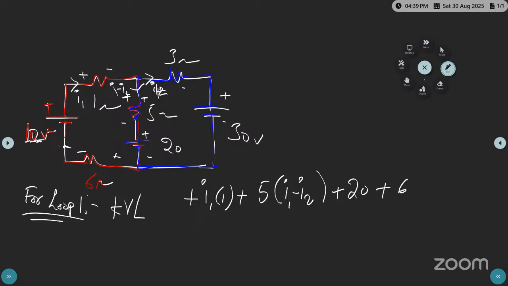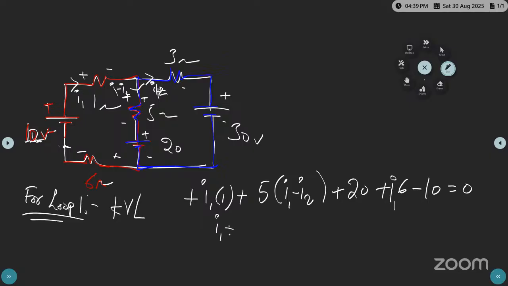Plus 6 minus 10 is equal to 0. All elements must be complete. So, I1 plus 5 into I1 minus I2 plus 20 plus 6 into I1 minus 10 is equal to 0. Right. Now reduce this one.